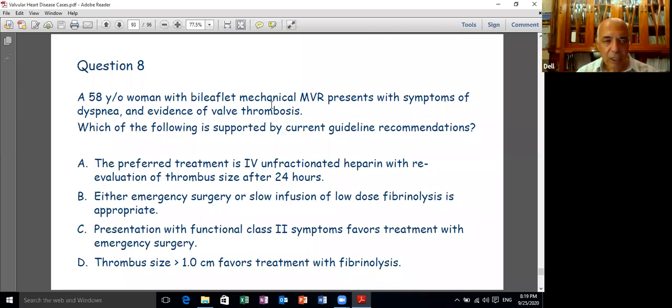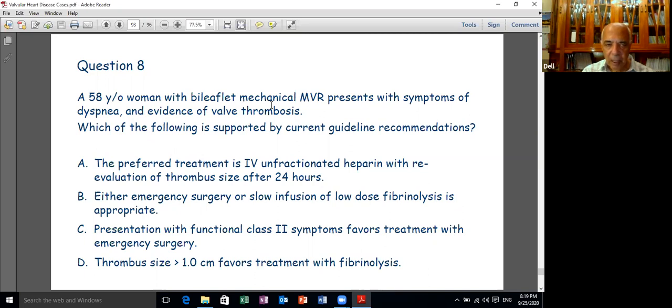So if you summarize the situation with this patient, it is a 58-year-old woman with a bileaflet St. Jude mechanical mitral valve, presents with symptoms of dyspnea and evidence of valve thrombosis. She is shocked. Which of the following is supported by the current guideline recommendation? A, the preferred treatment is intravenous unfractionated heparin with re-evaluation for thrombus size after 24 hours. B, either emergency surgery or slow infusion of low-dose fibrinolysis is appropriate. C, presentation with class 2 symptoms favors the treatment of emergency surgery. And D, thrombus size more than 1 centimeter favors the treatment with fibrinolysis.